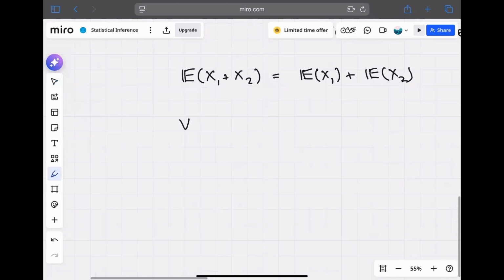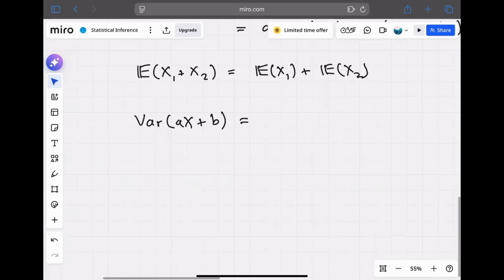And with variance, if we try the same thing, right? We scale it up by a factor of a, then we add on a constant, b. The effect of this is different to expectation. It's different to the mean. It instead scales it by a factor of a squared. And b doesn't actually affect it at all.